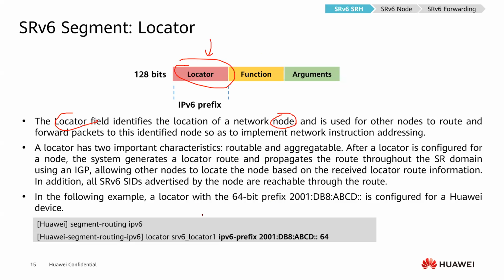So this is a little bit of an example of how you configure the locator. You specify the locator and the length for this locator. After you finish the configuration, you should use IGP or BGP to advertise this locator, but about this, we will mention a little bit later. Anyway, the purpose of this locator is just to identify the network device.